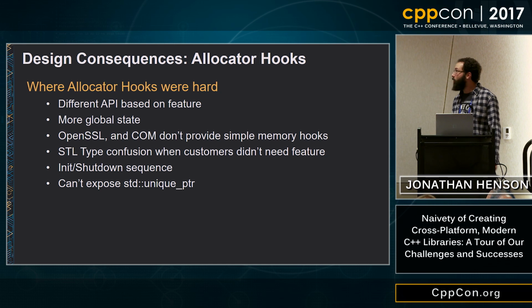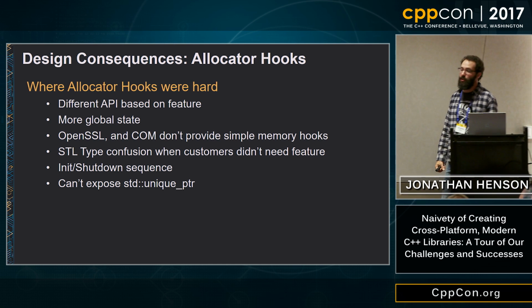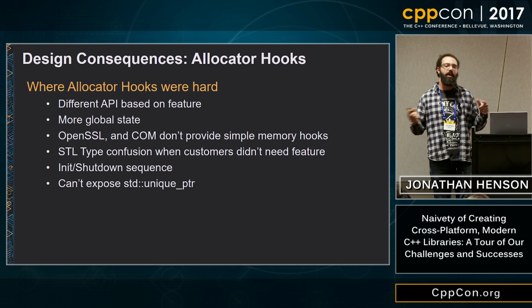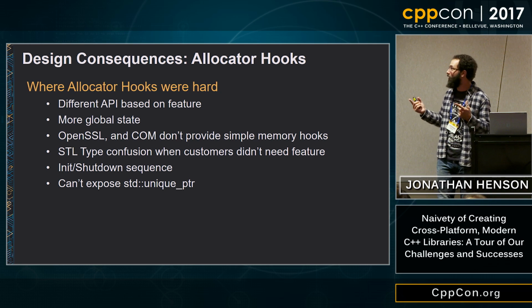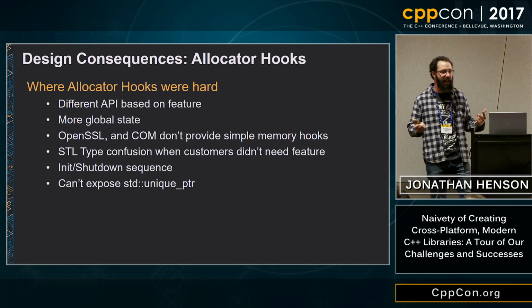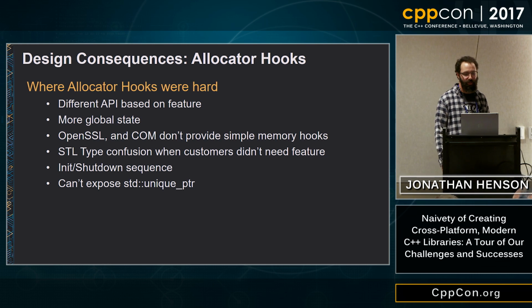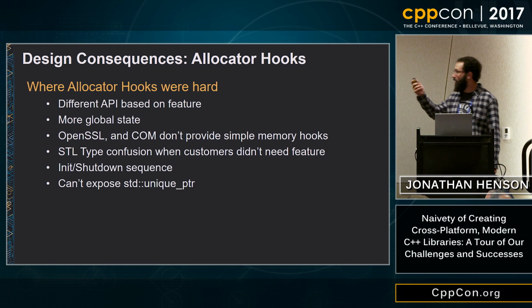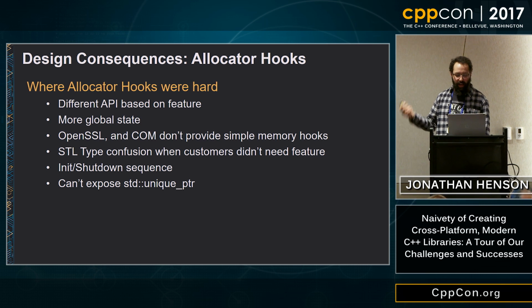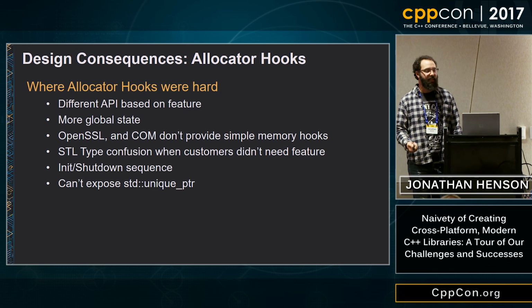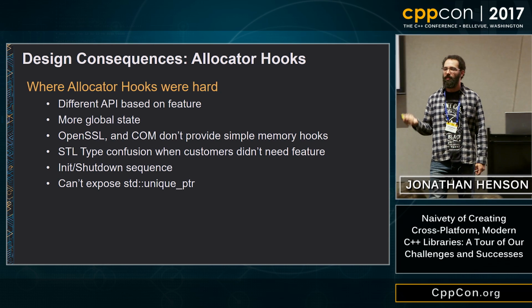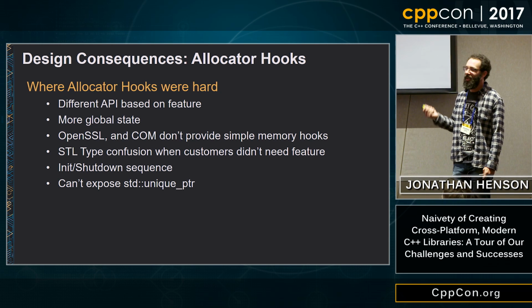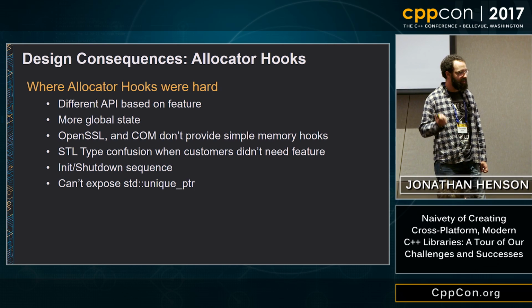STL type confusion: we would have customers passing a standard string, and then in GitHub sending us a linker error, and we could not tell that the linker error was because the types didn't match. So this was painful for our customers sometimes. The init and shutdown sequence, I'm going to show this on a later slide. Another unfortunate side effect is we could never accept or expose a standard unique pointer to a customer because the allocator gets lost.